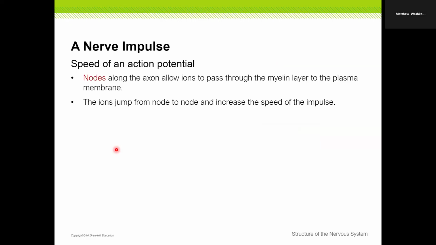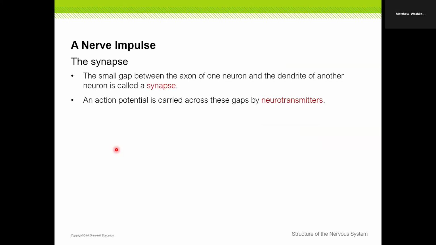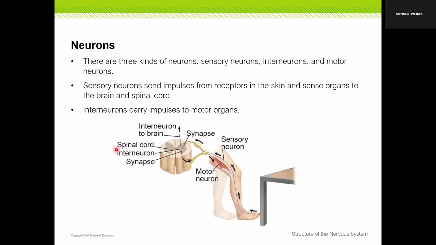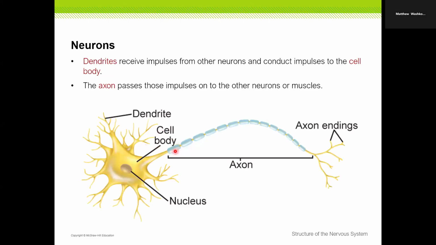So same thing here with the speeds. Actually, no. I will do this one here. So the speed of an action potential here. So you have nodes on those axons, which allow the ions to pass through that myelin layer to the plasma membrane. Basically, those ions jump from node to node to node, and you get a quicker one. Boom, boom, boom, boom, boom. That's how it works.